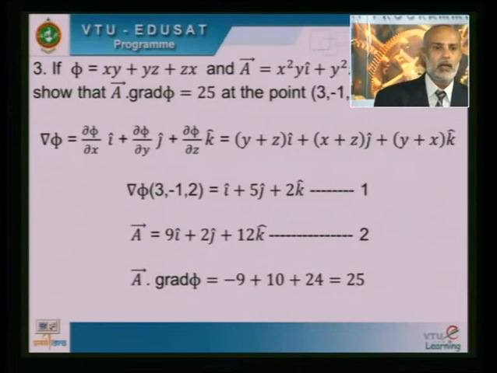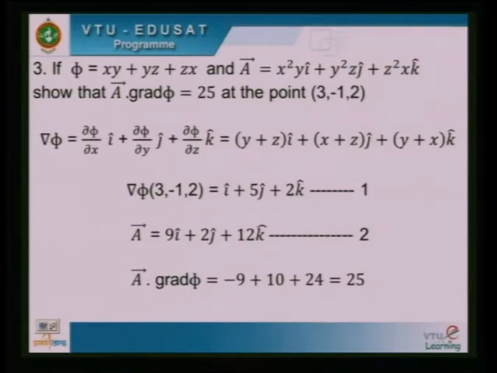Next, third one. If phi is equal to xy plus yz plus zx, and vector A is equal to x squared y i cap plus y squared z j cap plus z squared x k cap, show that A vector dot gradient of phi is equal to 25 at the point (3, -1, 2).